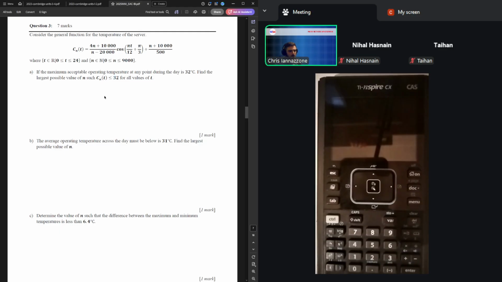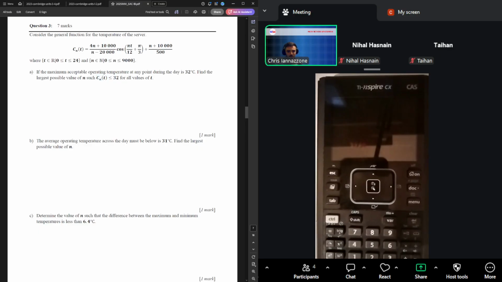So we're just going to try and figure out what that looks like. So this plus that, or this minus that, both of those have to be giving us a value that's less than or equal to 32.